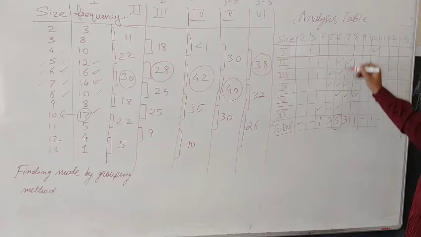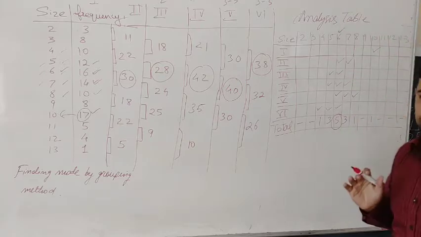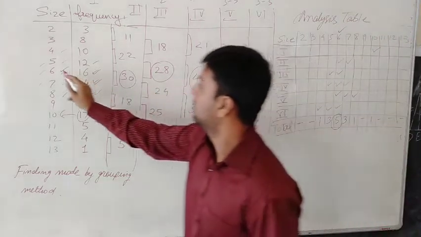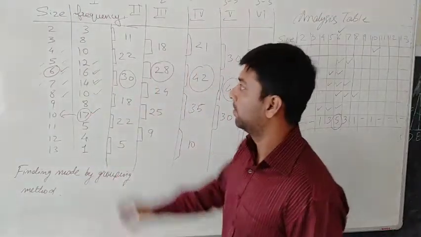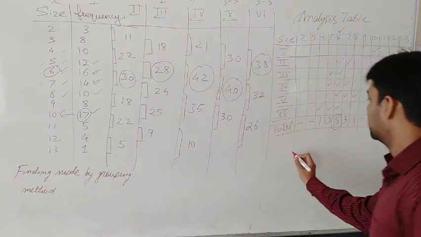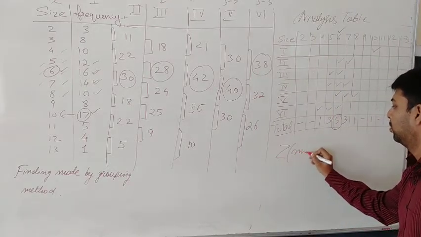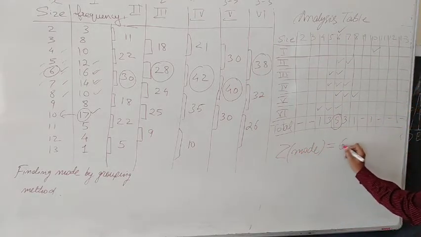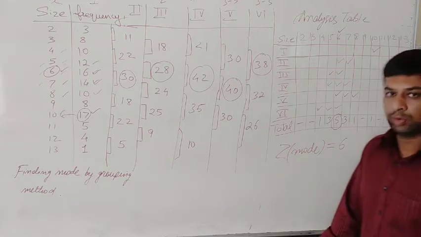So what is in front of it? 6. 6 यानी कि ये this one here. ये जो size है, your x values, ये 6 will be your mode. So here we can say that mode is going to be your 6. This is how you are going to solve.